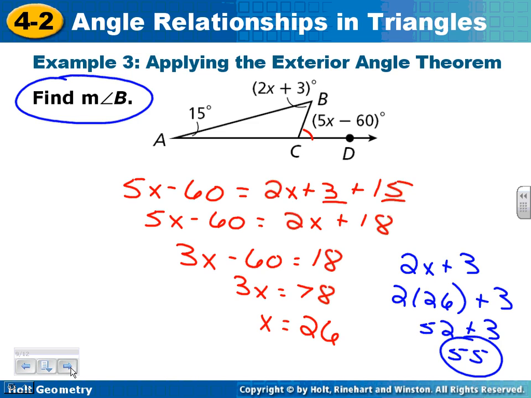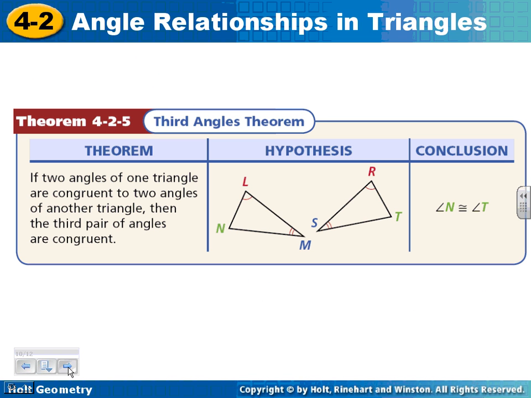Okay. One more theorem and 2 more examples, then we're done. This last one is called the third angles theorem. And it reads, if 2 angles of one triangle are congruent to 2 angles of another triangle, then the third pair of angles are congruent. In other words, if the first 2 angles are congruent to each other, then we can assume the third angle is also congruent to each other. I'll say it again. If the first 2 angles are congruent, then the third angle is also congruent.